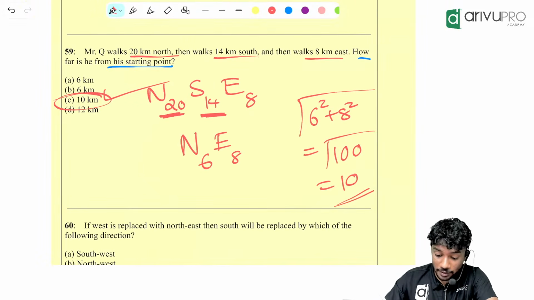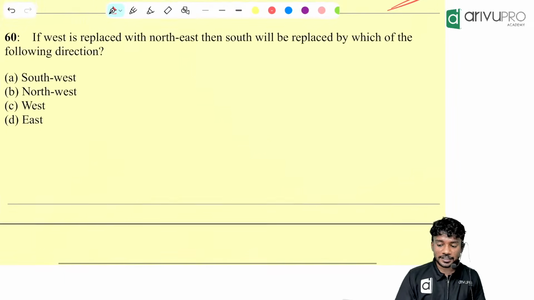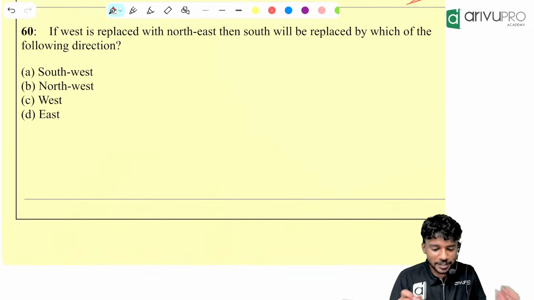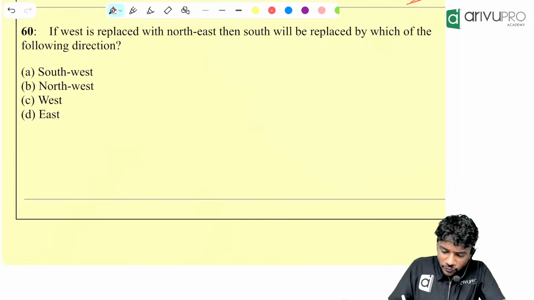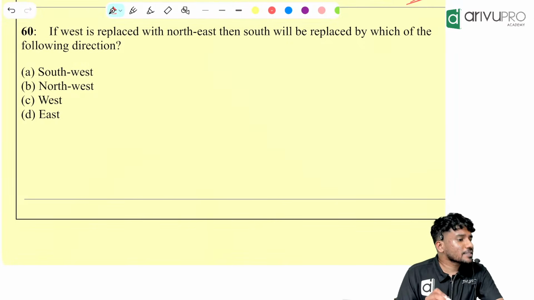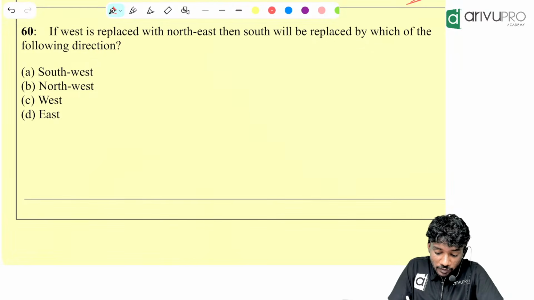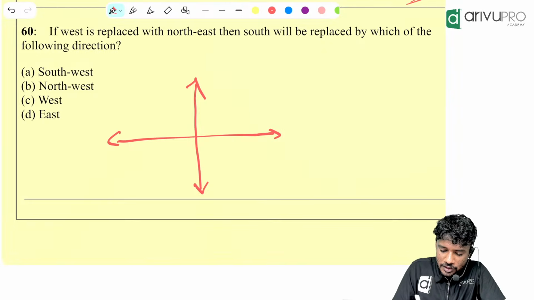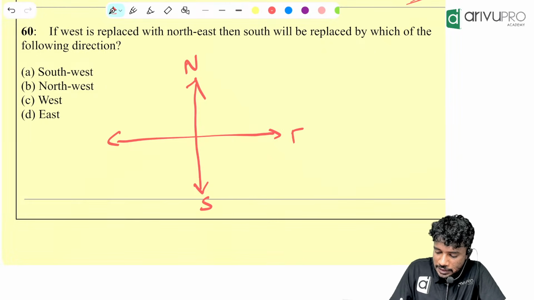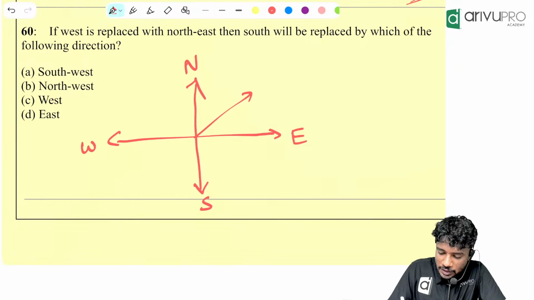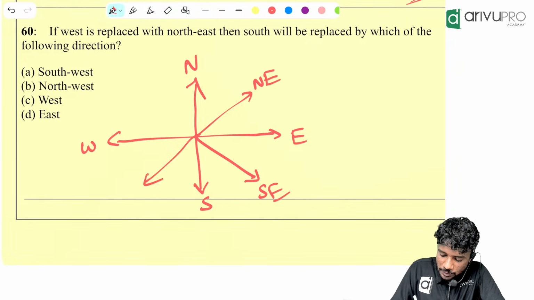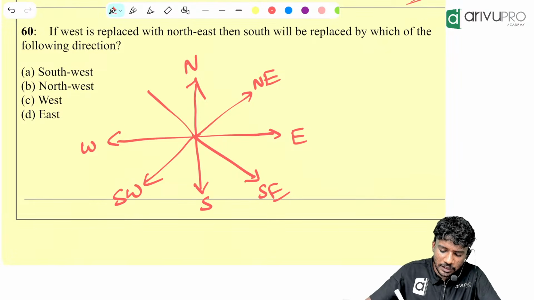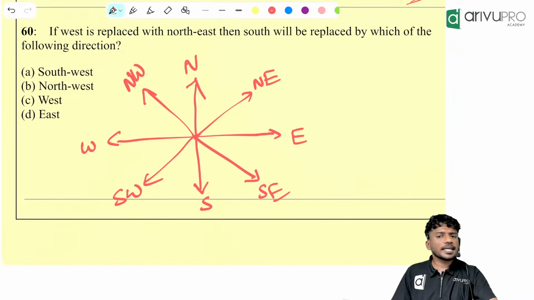Direct question. Done? If so, have you done it in class? We have done a similar type. What is given? First of all, whenever replacement is coming, what is the best thing we can do? We will randomly draw the normal directions: north, south, east, west. Then in between them, northeast. Then in between them, southeast. In between them, what is remaining? That is none other than southwest. Then in between them, northwest. Likewise, it is there.